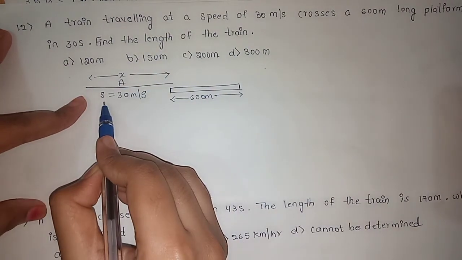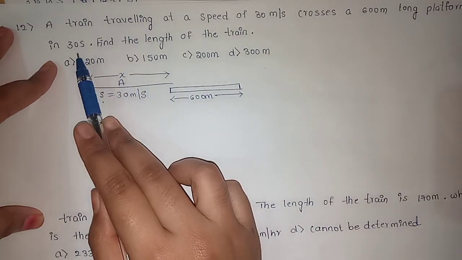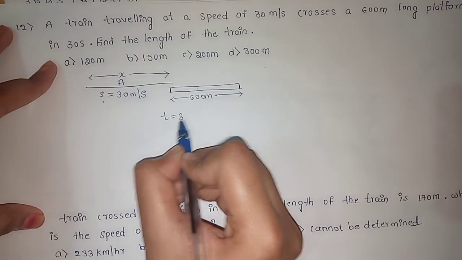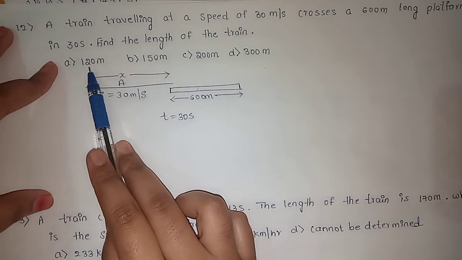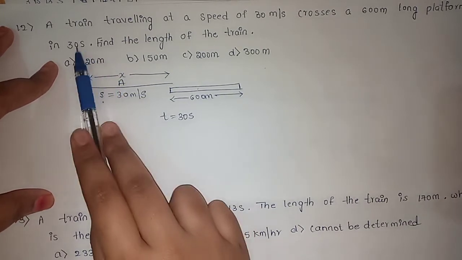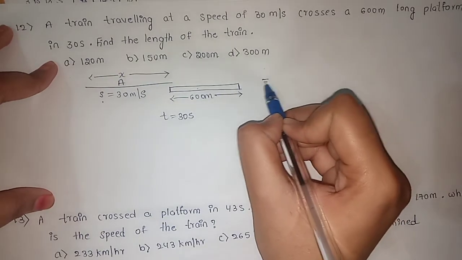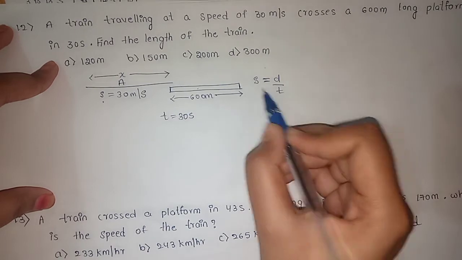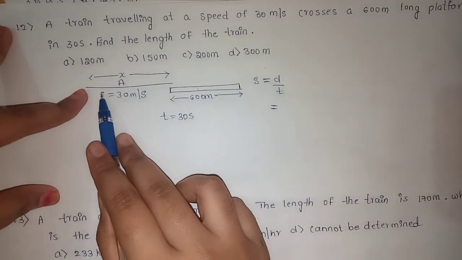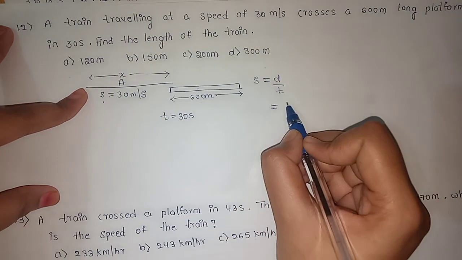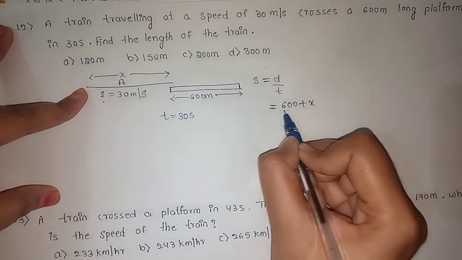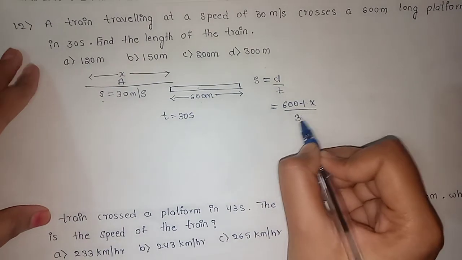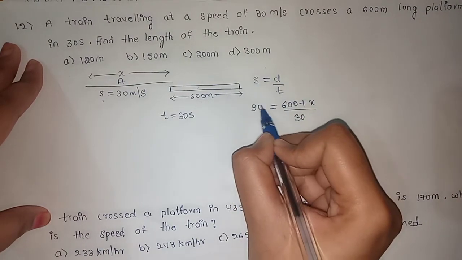Here the speed is given and the train is crossing a 600 meter long platform in 30 seconds. No changes are needed because all units are in meter per second, meter and seconds. Just write speed is distance by time, right? Distance is added: the length of the train plus the length of the platform, that is 600 plus x. Time is given, that is 30 seconds. Speed is 30.